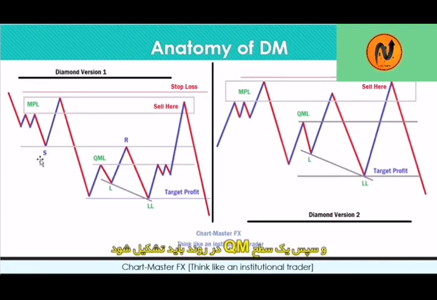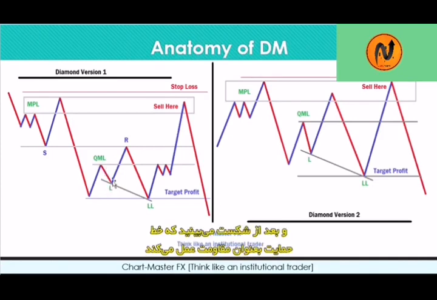Once you identify your support, the trend should formulate a QM level. Once it creates a QM level here, it then creates a low. Once we have a low, then we are waiting for the break of the QM. Once the QM level breaks, you can see that the price returns to this support. Once the price returns to this support, then we wait for the price to engulf this low.